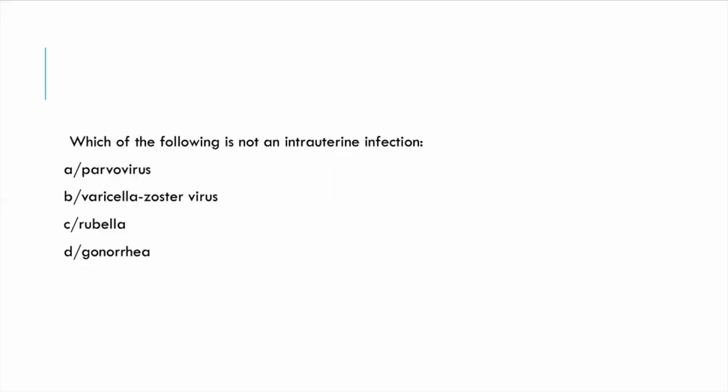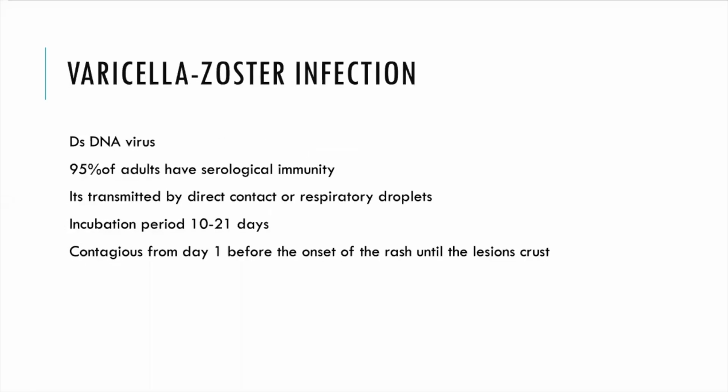The first three, parvovirus, varicella-zoster and rubella, are viruses that can be transferred transplacentally to the fetus, so they are intrauterine infections. Gonorrhea is not an intrauterine infection. So we're going to start with the varicella zoster infection.